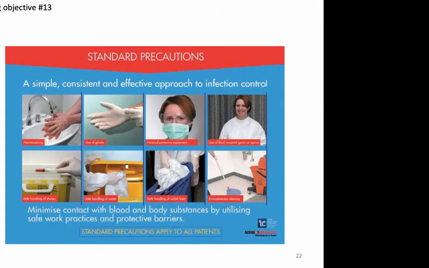Standard precautions for preventing HAIs are washing hands, using gloves, personal protective equipment like goggles, face masks, and aprons, safe handling of sharps, so not recapping needles, safe handling of hospital wastes and linens, and then using proper environmental cleanup procedures to reduce the amount of pathogens present in the hospital.